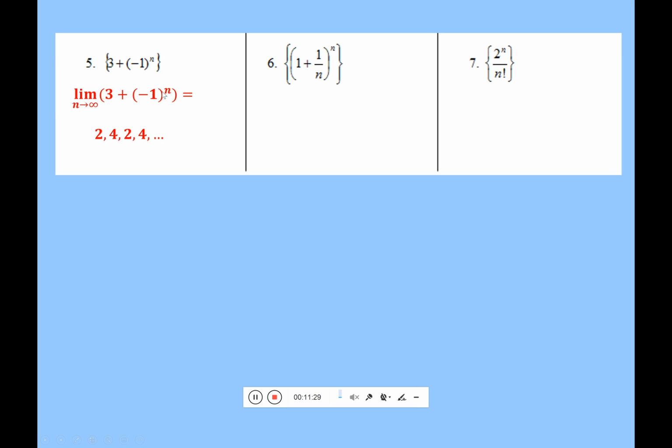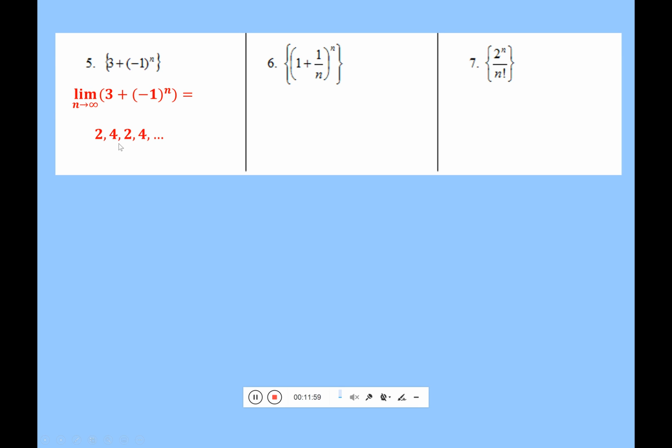then I would have negative 1 to the 1 is negative 1. So wouldn't the whole thing equal 2? But if n equals 2, if n is even, then negative 1 to an even power is going to be positive. And so I add that to 3 and I get 4. And so do you see, because it's going to alternate being an odd exponent and then an even exponent, the terms are going to alternate from 2 to 4 to 2 to 4. Well, that's not leveling off.